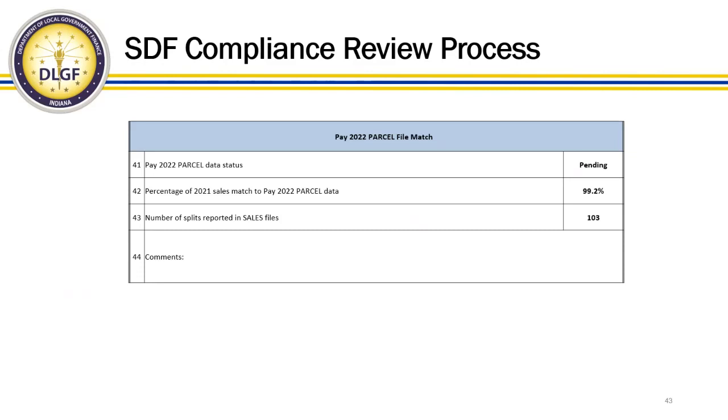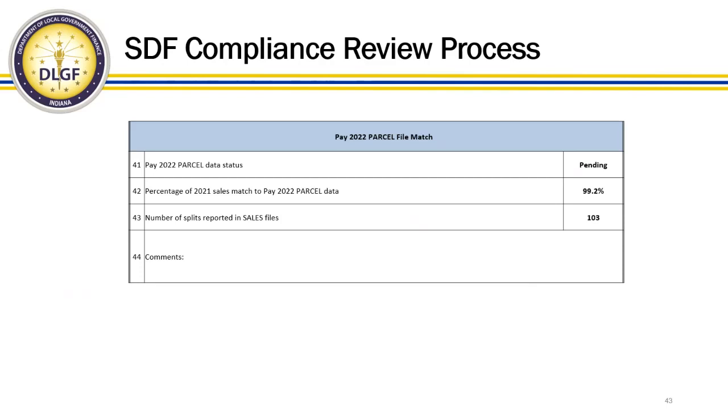And then line 42, we typically like to see this value as close to 100% as possible. Essentially what line 42 is saying is that for any parcel numbers provided in your sales data, there should be a matching parcel number in the most recently submitted parcel file, which would be your page 22 parcel file that you submitted earlier this summer.